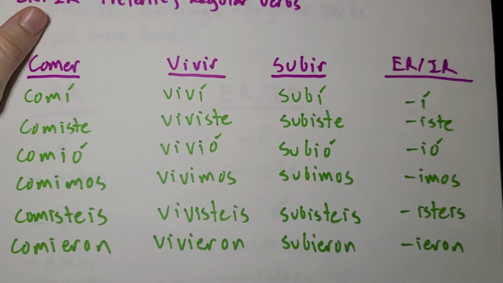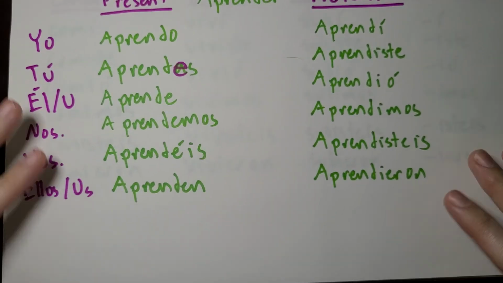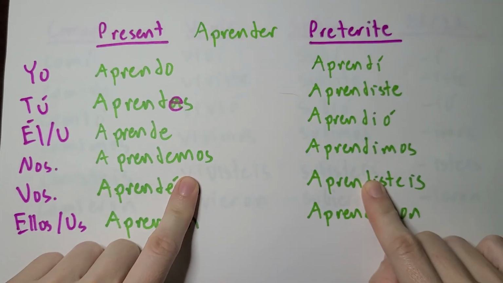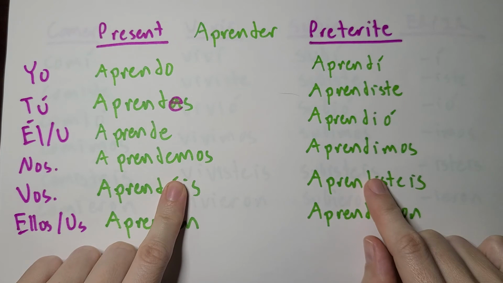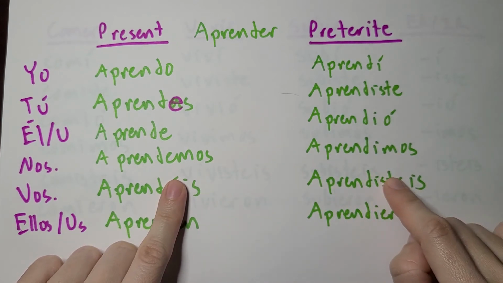And I just wanted to point out that for nosotros, remember, AR verbs had the same ending. For ER-IR verbs, that is no longer the case. The present tense and the preterite are different in the end.